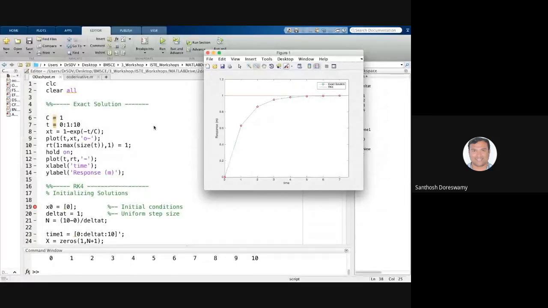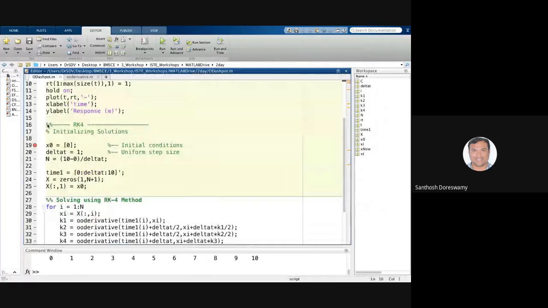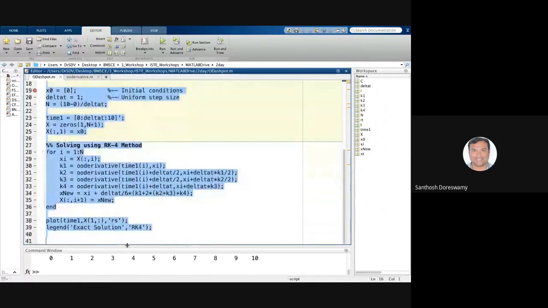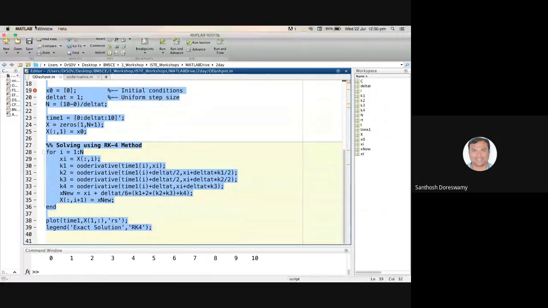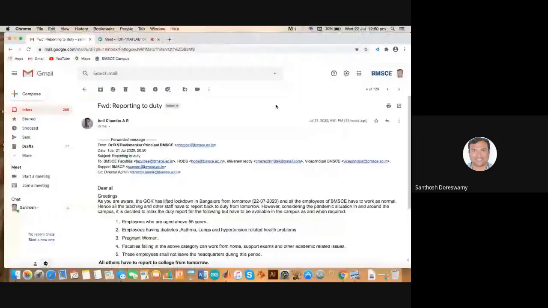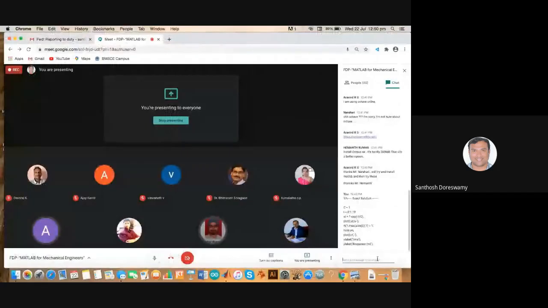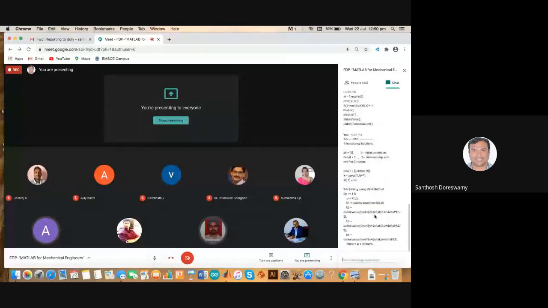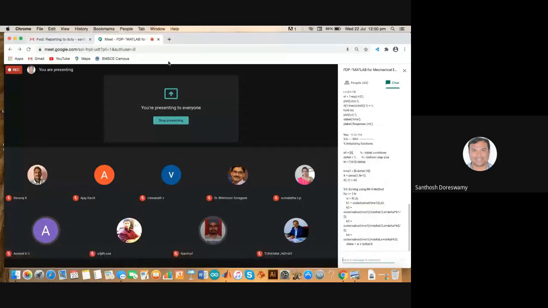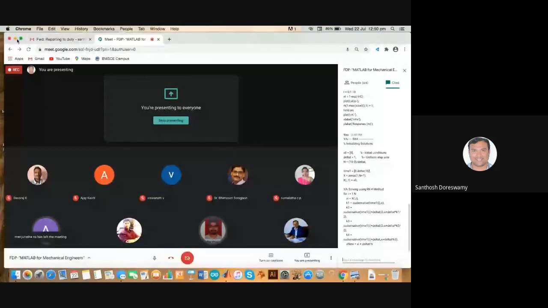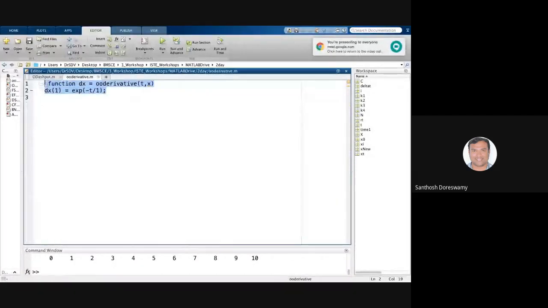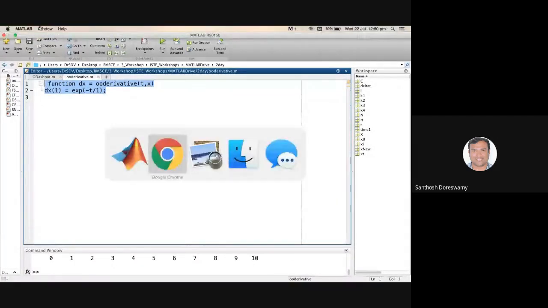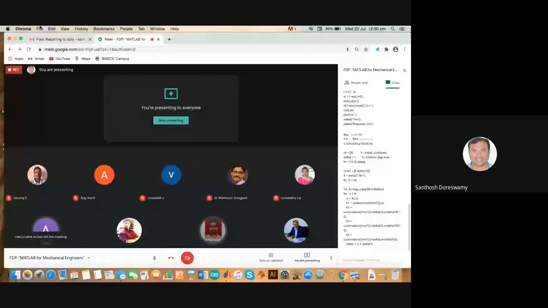So what I'll try to do is copy this code and paste it in the chat here. That's the code that I've typed up there. I will also give you the function that I've called in the main script, and I've pasted that in the chat window.